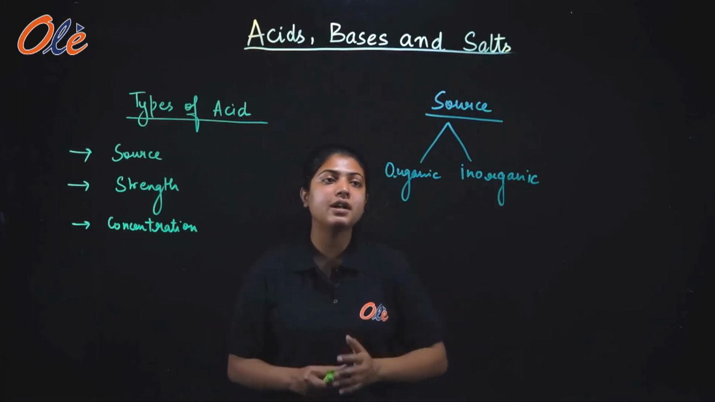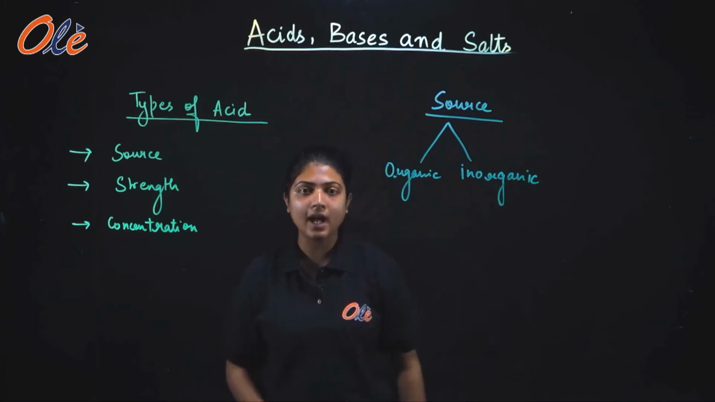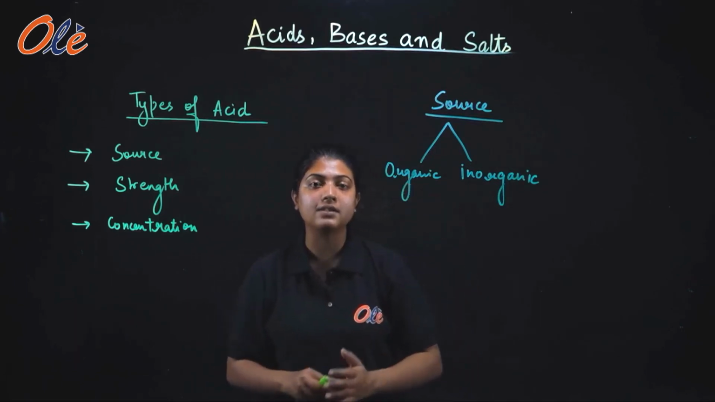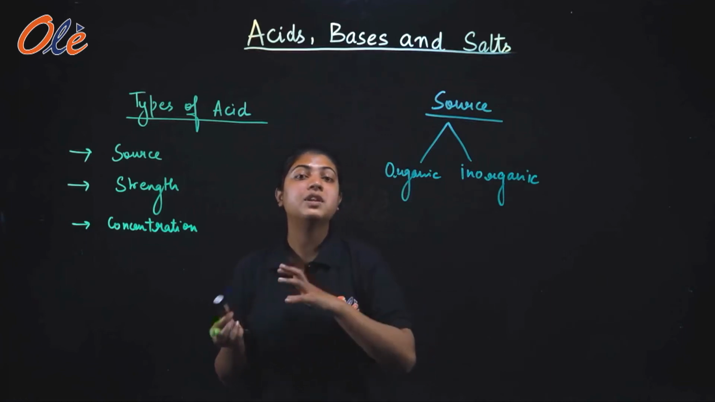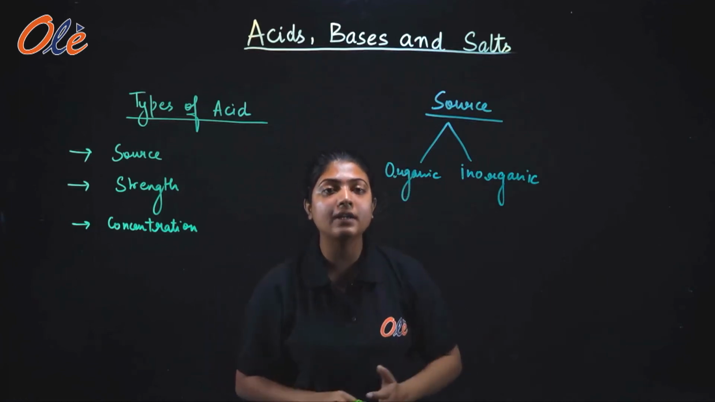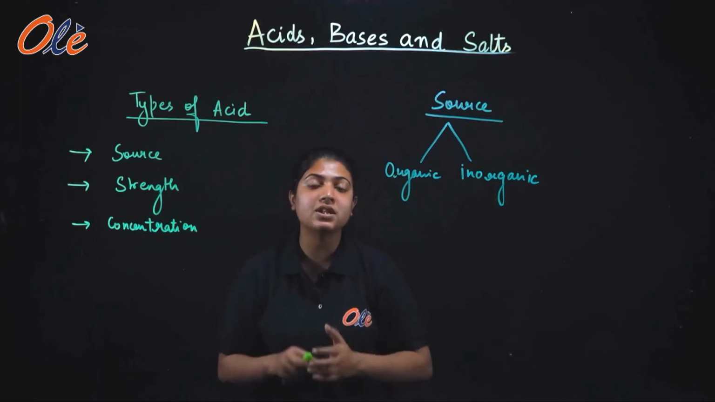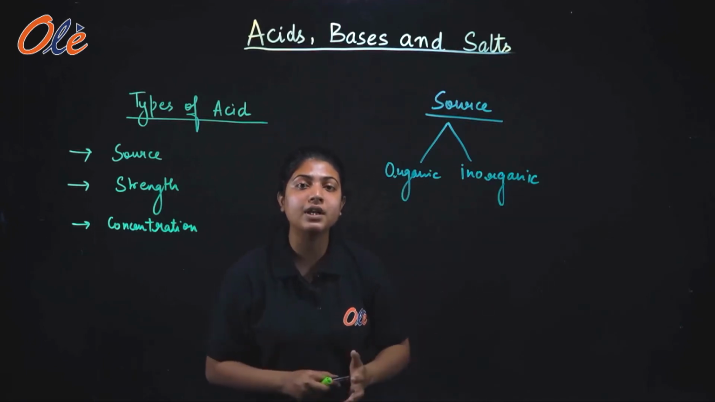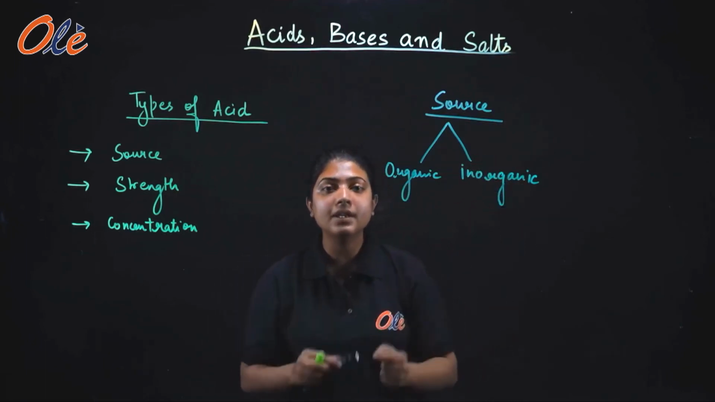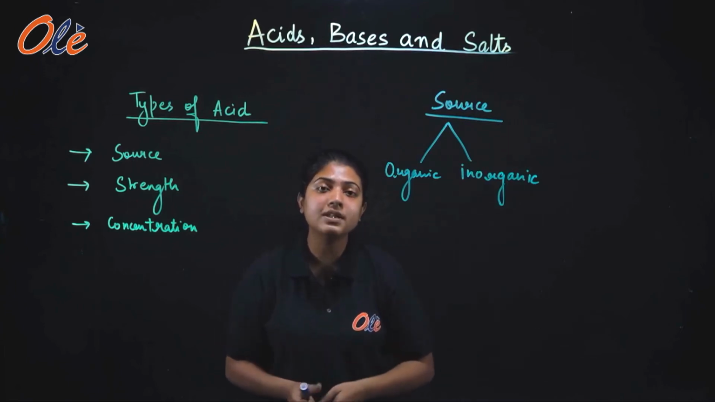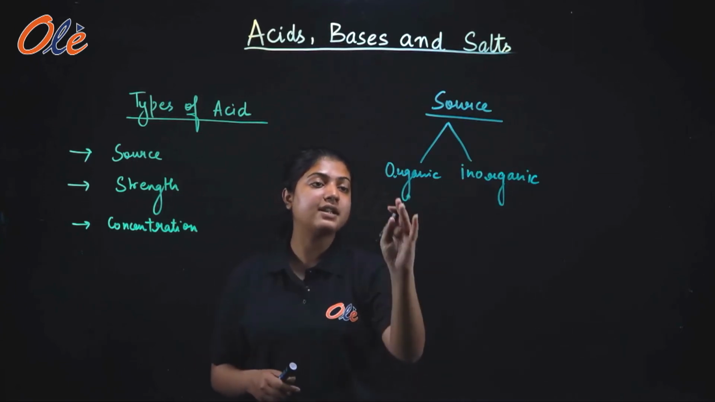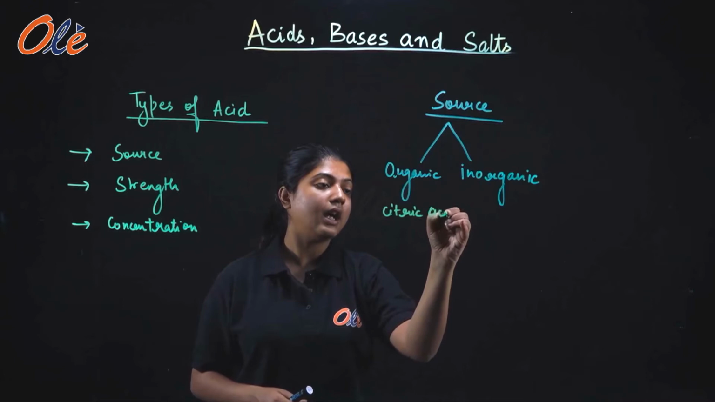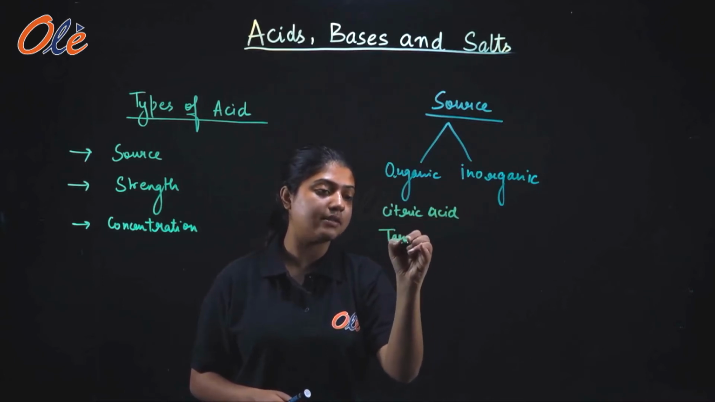Now the question here arises, what is an organic acid? The acid which can be obtained from organic things, for example from plants and fruits, is known as organic acid, whereas the acids which cannot be obtained from plants or fruits and can be made in laboratories are known as mineral acids as well. So what is an example of organic acid? The example of organic acid can be citric acid and tartaric acid.